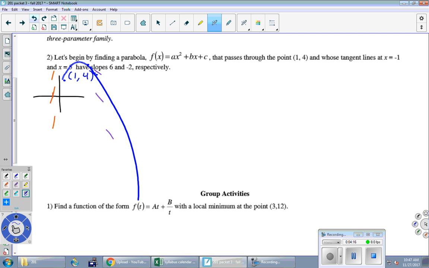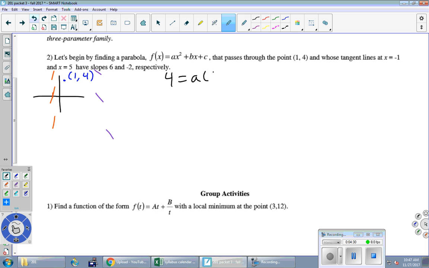So let's see if we can do some algebra and calculus to actually find the equation of the one perfect thing that satisfies all those conditions. Okay, first it hits the point (1, 4). That's not calculus. That just means plug in 1 for the x's and 4 for the y. So 4 equals a times 1 squared plus b times 1 plus c, or 4 equals a plus b plus c.